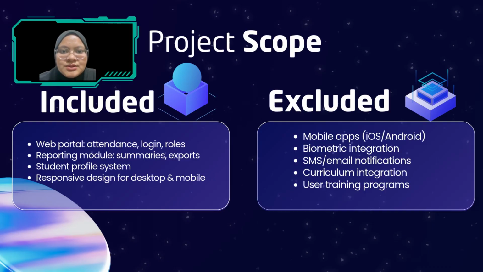Meanwhile, the exclude scope highlights elements that will not be part of this phase. This includes mobile apps for iOS or Android, biometric integration, and SMS or email notifications. We are also not covering curriculum integration or user training programs at this time. This helps us stay focused on what's essential for our objectives while managing resources effectively.